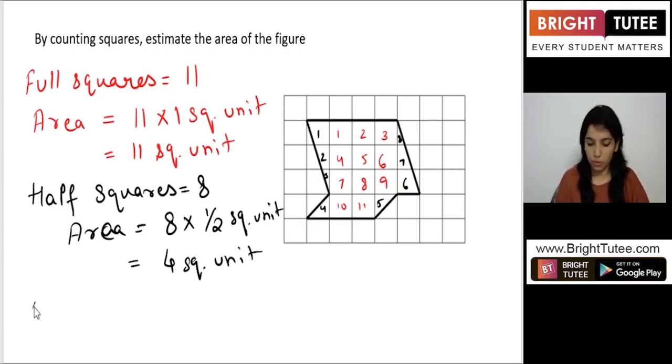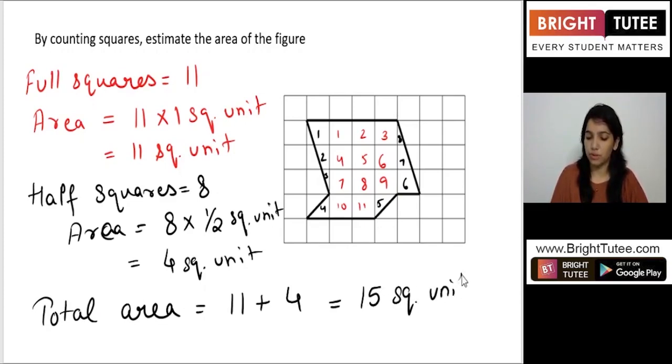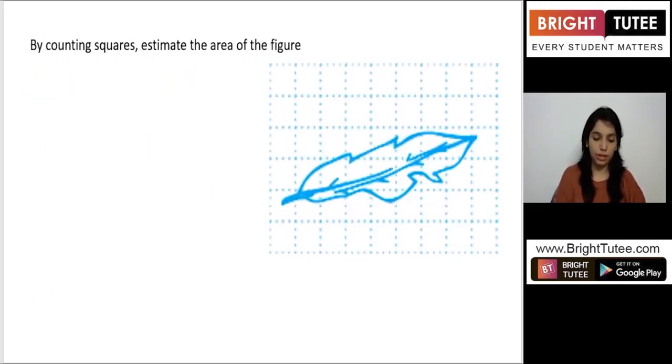Now let us find the total area. The total area of this particular shape given to us is 11 plus 4, that is 15 square units. I hope now it's more clear. Let's do another one then.